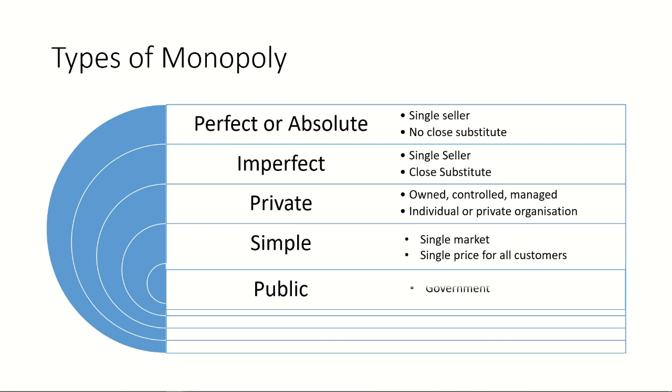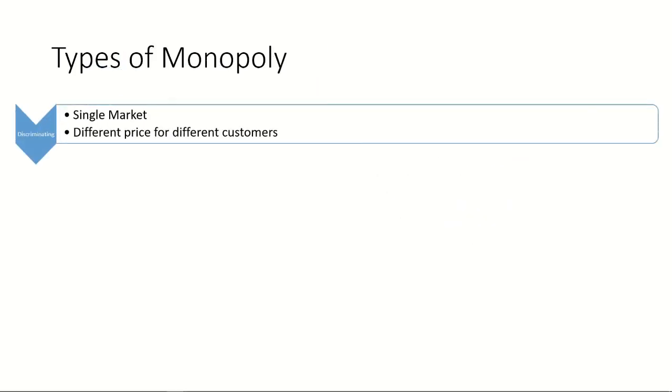Next one is public monopoly. If the monopoly is created by the government, for example Indian Railway, we can say that it is a public monopoly. Next one is discriminating monopoly. It is just the opposite of the simple monopoly. Here also there is a single market, but the price will be different for different customers.